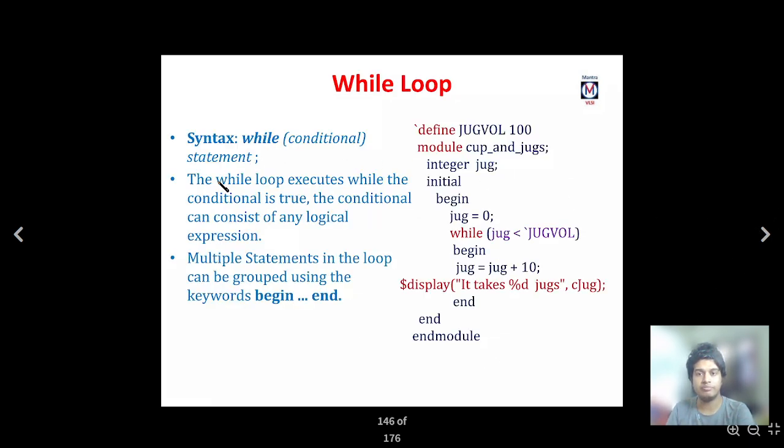Here you can see a simple syntax for a while loop: while, condition, and statement. A while loop executes while the condition is true, and multiple statements in the loop can be grouped using the keywords begin and end. While the condition holds, we begin a block with jug equals jug plus 1, then display jug, and end.